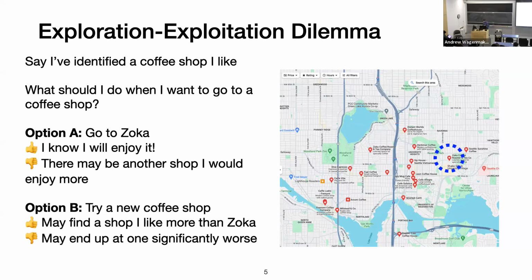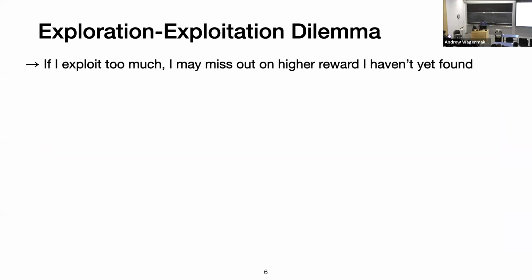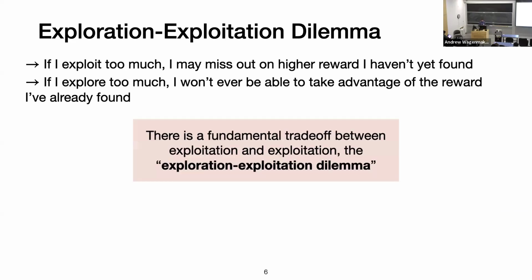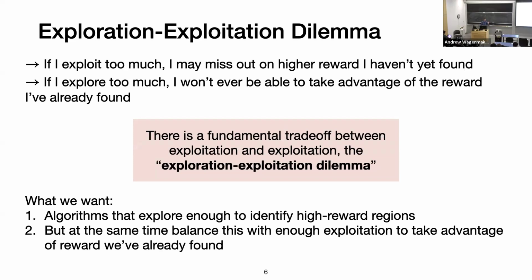Okay, and so here we can think about option A as the exploit. I'm going to Zoka. Option B is the explore. I'm trying something new. And so what we really want when we think about exploration is not just an approach that explores, but one that actually balances exploration and exploitation. That exploits enough that I can take advantage of the reward I found, but explores enough to collect maybe new reward that I haven't found. Okay, and so this is our goal when we're thinking about exploration very often, is that we want to balance this trade-off between exploration and exploitation.